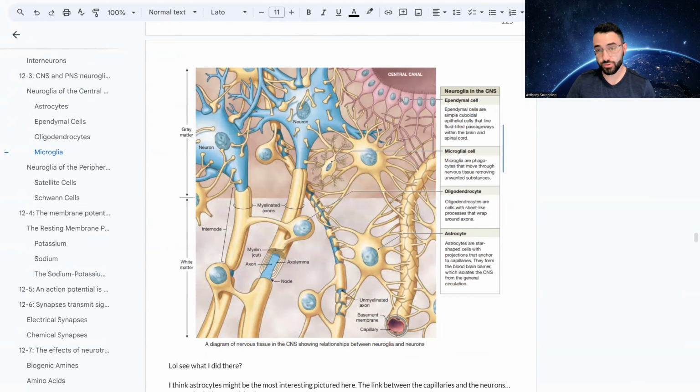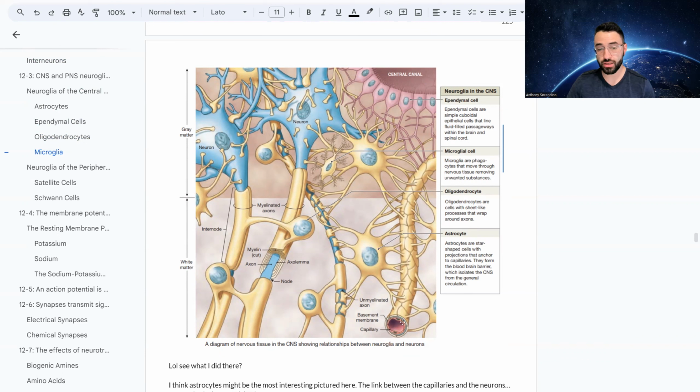So here are the ependymal cells. What are these? Cuboidal epithelial cells. Simple, definitely, because they're in one row. Simple cuboidal. I swear I did not look at that before just guessing. They line the fluid-filled passageways to the central canals where you would have cerebrospinal fluid. The microglial cells are the janitors and police force. They remove unwanted substances.